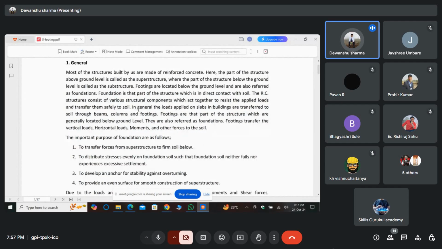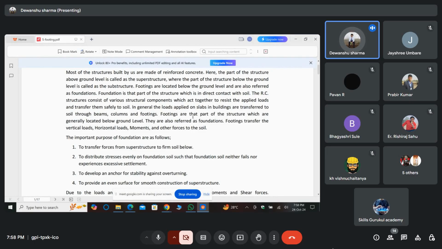Foundation is that part of the structure which is in direct contact with the soil. So the type of foundation also depends on the bearing capacity of the soil. The reinforced concrete structure consists of various structural components which act together to resist the applied loads and transfer them safely to the soil. So with the load coming on the structure, soil also plays an important role. In general, the loads applied on slabs in buildings are transferred to soil through beams, column, and footing.